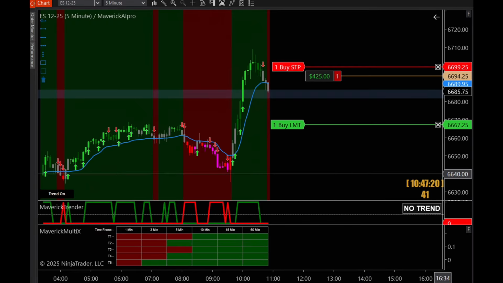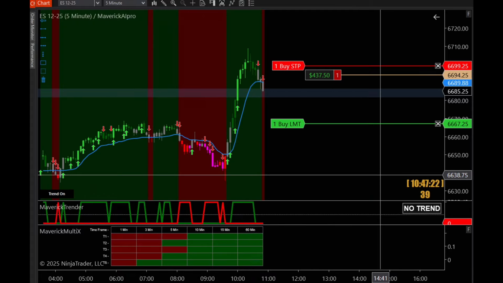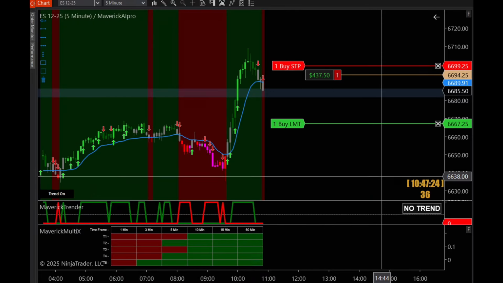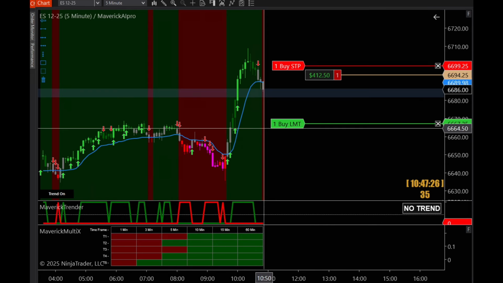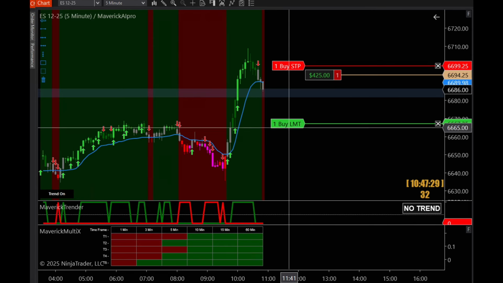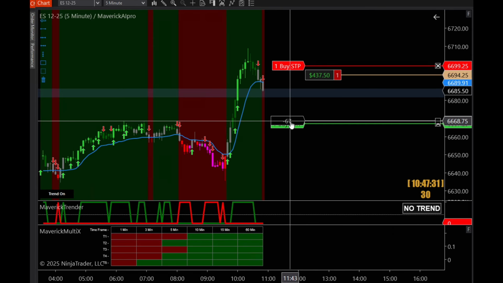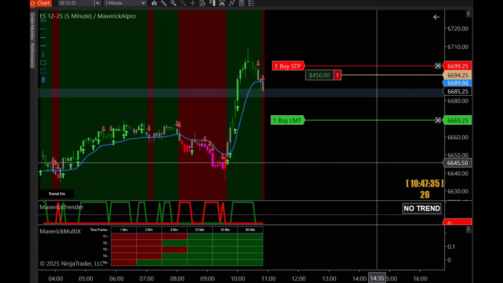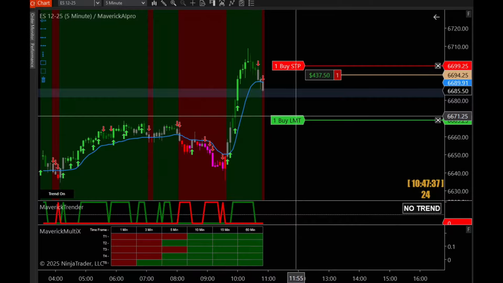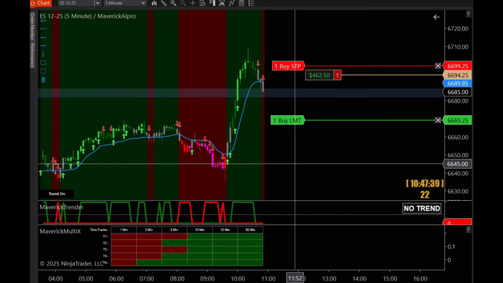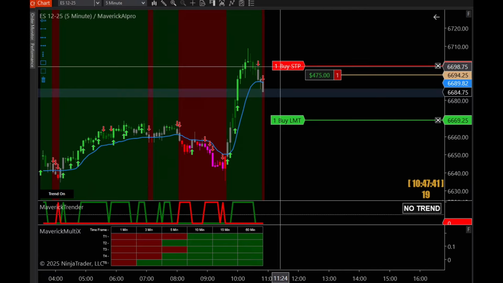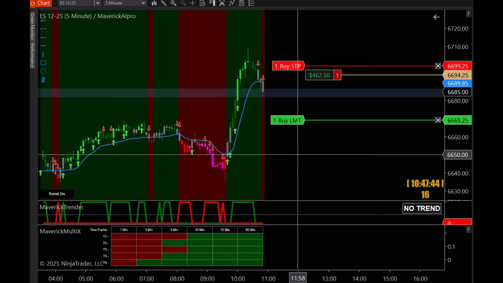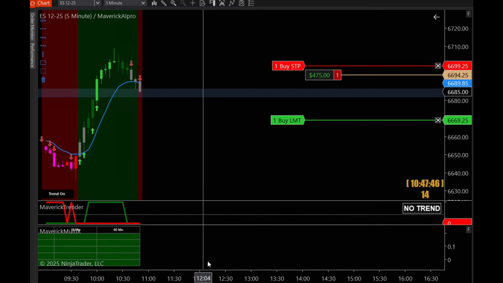All right, so now it looks like as long as we keep pushing down, we'll get a close below the blue line, which is our Maverick guide. And we'll see if we can hit our target, which would probably be just about there. Okay, which is a decent amount. So one contract. Let me do a quick review because I know you guys like this.